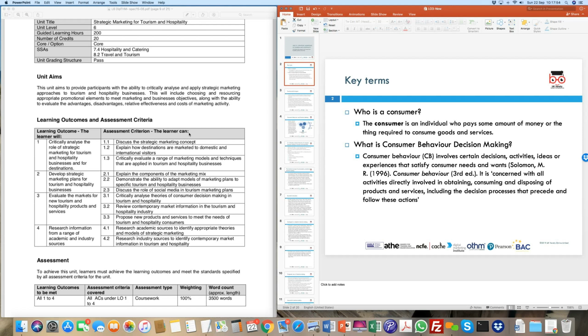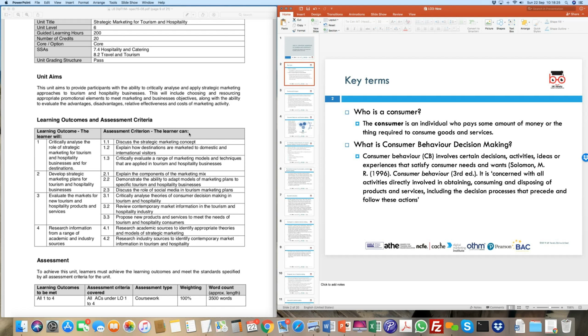Now, in the third part, we are going to study a bit more, and we will relate some of it to consumer behavior. Consumer behavior is actually a very different subject. When we study marketing broadly, we also study one of the aspects, which is a subject on its own, called consumer behavior. In the third learning outcome, we're going to dive into what consumer behavior is, who a consumer is, and what the consumer decision-making process is.